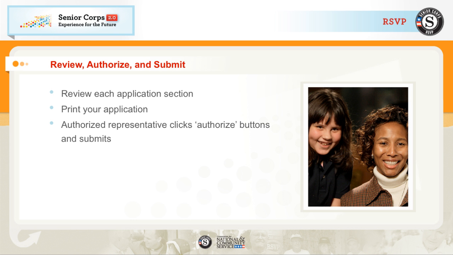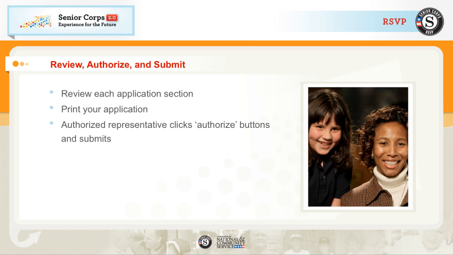Now that you have reviewed and made any necessary changes to your application, you are now ready to authorize and submit your application. The person who submits the application must be the applicant's authorized representative. The authorized representative must be using eGrants under their own account in order to submit the application. Once the application has been submitted, eGrants will display a pop-up box indicating that the application was successfully submitted. The status of the application will change from Grantee Initial Entry to Submitted to CNCS.